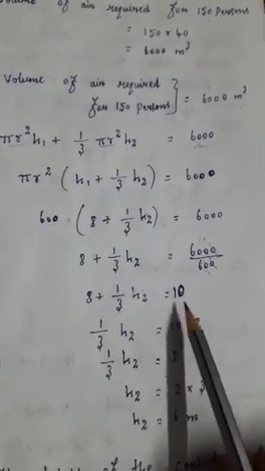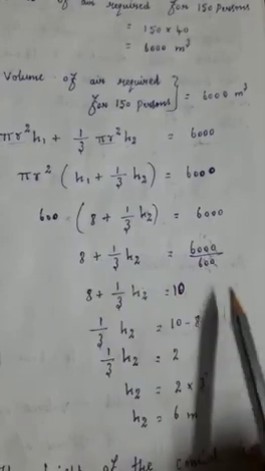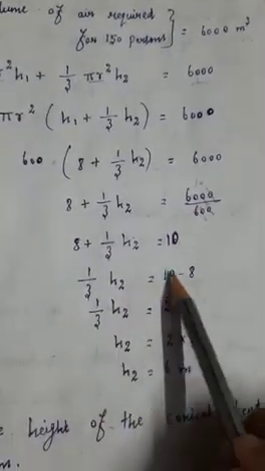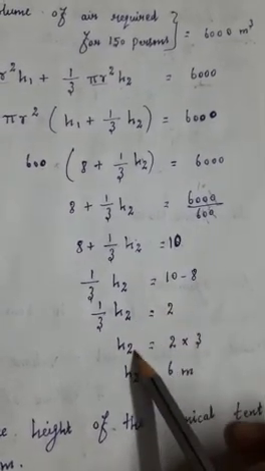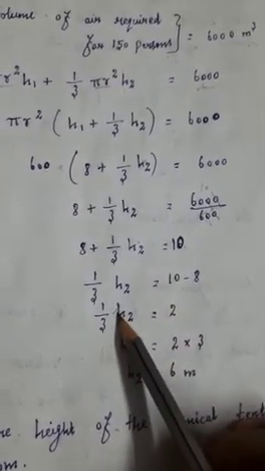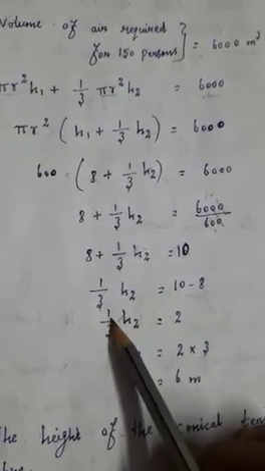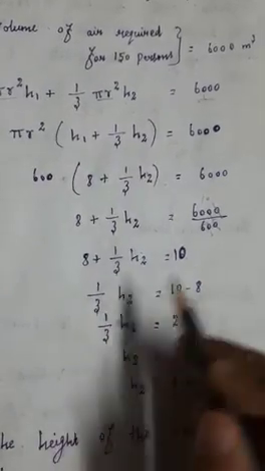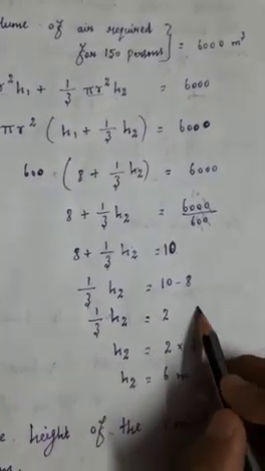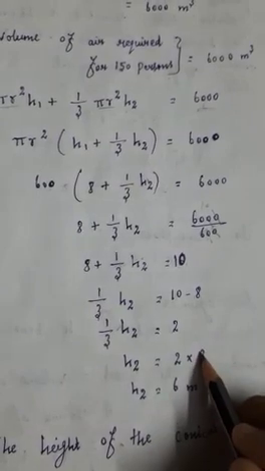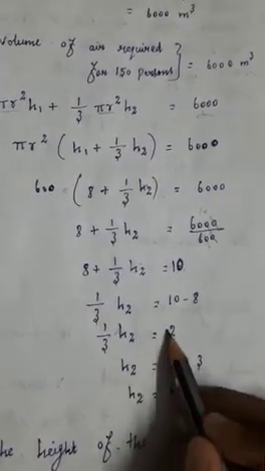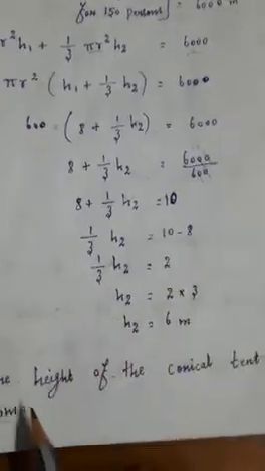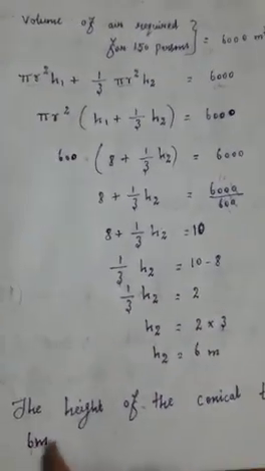1 by 3 into h2 is equal to 10. This plus 8, if you bring it to the right hand side, becomes minus 8. Now 1 by 3 into h2 is equal to 10 minus 8, that is 2. Then h2 is equal to, this is also multiplication, because that is the fraction part. While transposing to that side, it will become the reciprocal. So 1 by 3 becomes 3 by 1 on the right hand side, and 3 by 1 is just 3. So h2 is equal to 2 into 3, so h2 is equal to 6 meter. So the height of the conical tent is 6 meter.